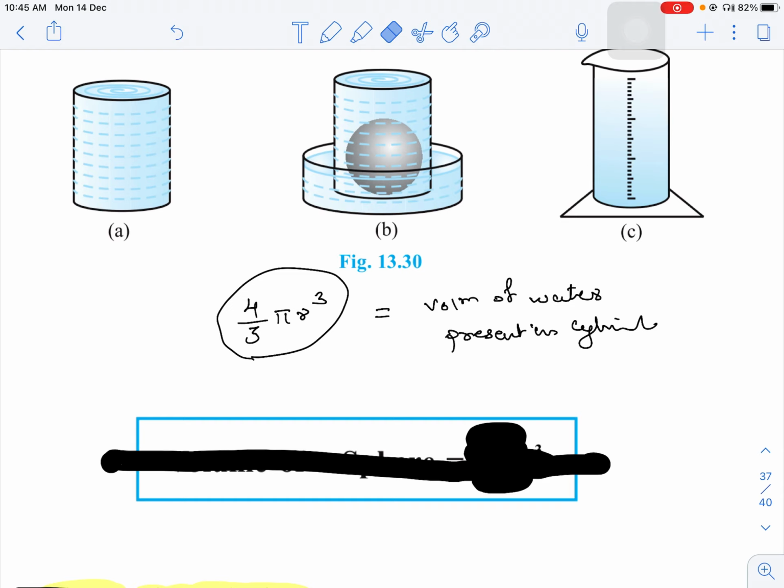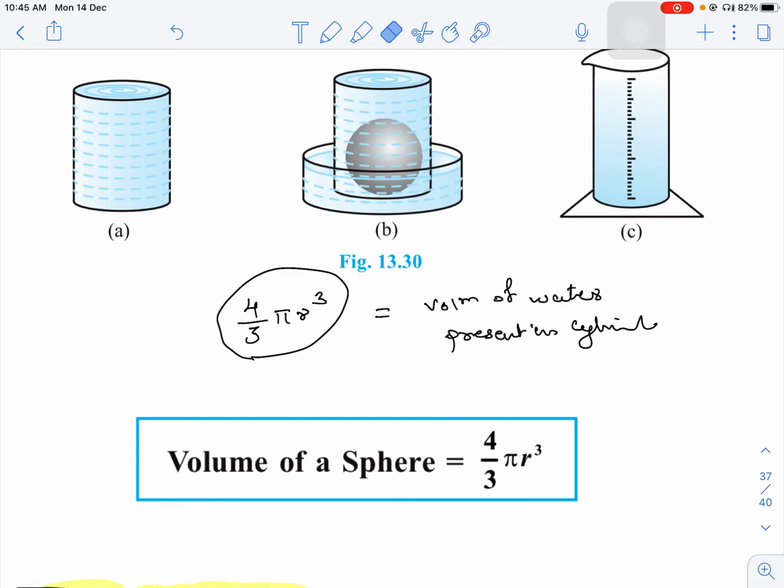From that, we get a conclusion that the volume of a sphere is equal to 4 upon 3 pi r cube. So here we get our formula for finding the volume of a sphere, that is equal to 4 upon 3 pi r cube.